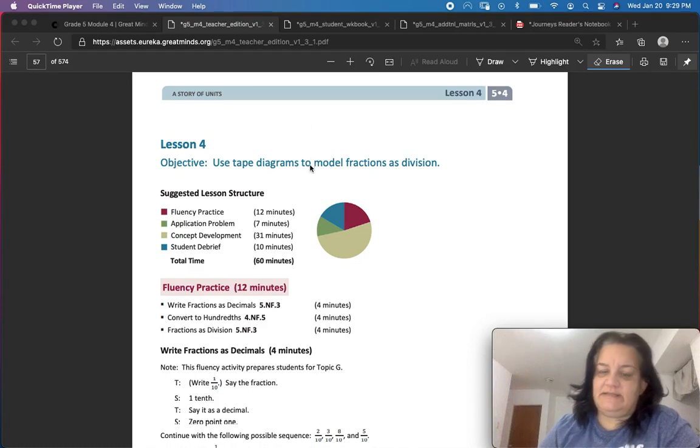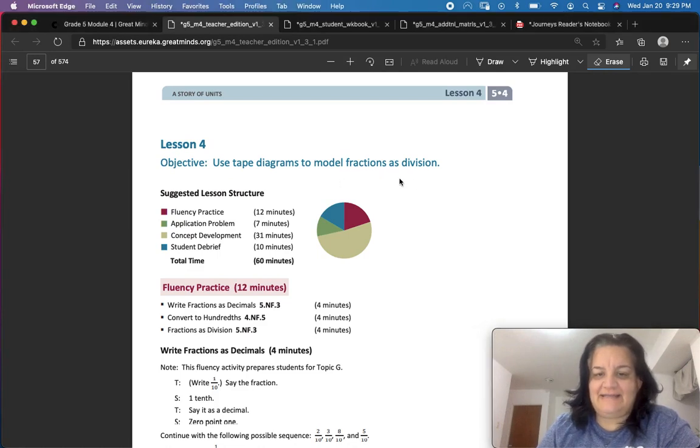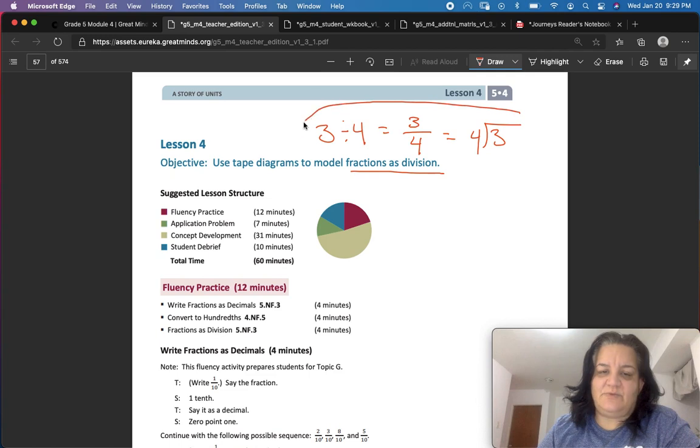This is Eureka Math, Module 4, Lesson 4, and we are still working on fractions as division. Okay, we've been working on this for a couple days now. So fractions as division: 3 over 4 equals 3 divided by 4, okay? There's lots of ways to write these things, division and fractions. That's what we're working on.